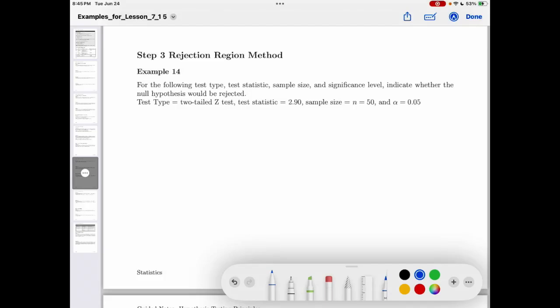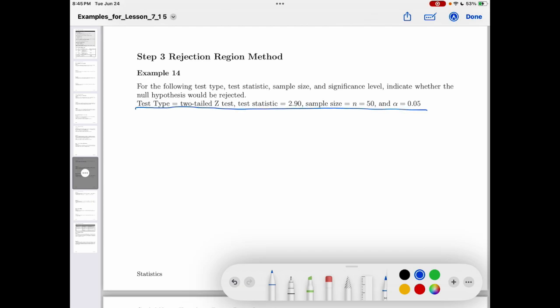In the next three examples, we are going to practice step 3 of hypothesis testing, which is called the rejection region method. And in step 3, this is where we make a decision about the claim. We're given a bunch of information here. We're given the test type is two-tailed. It's a z-test. We have a test statistic of 2.9, a sample size of n is equal to 50, and an alpha level of 0.05.